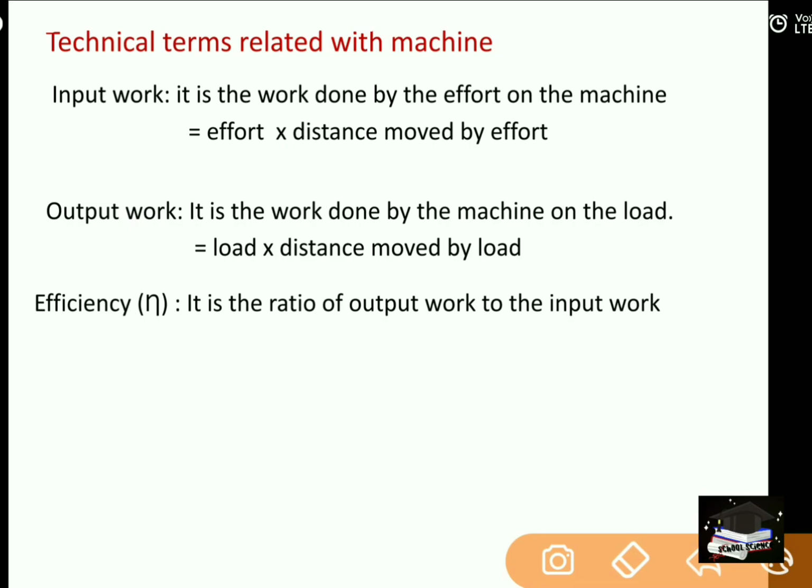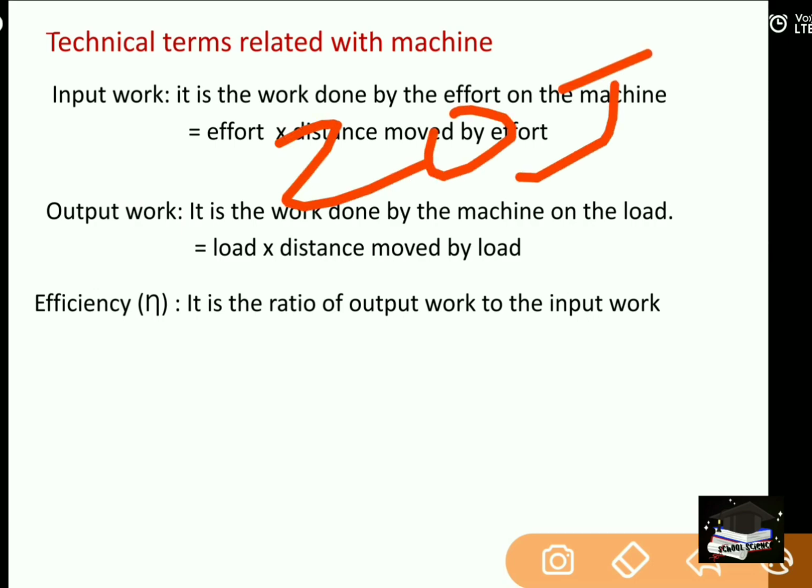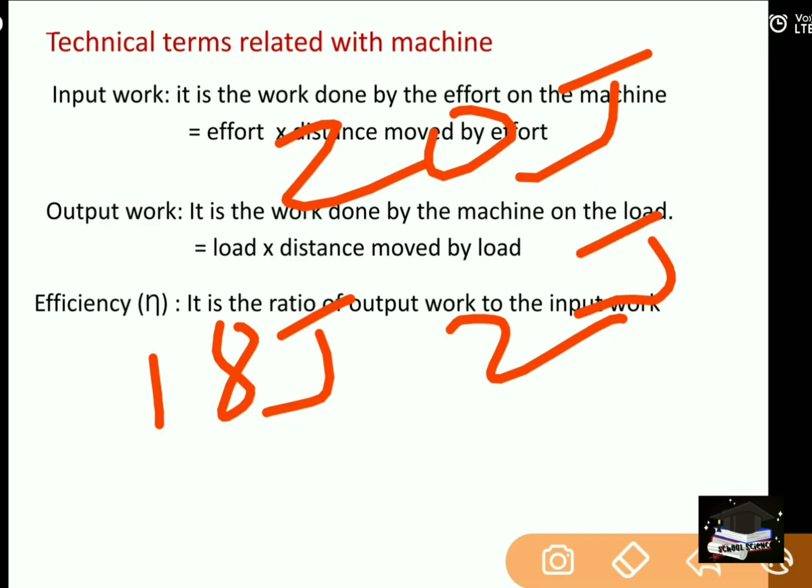To explain it in simple form, efficiency means how much input energy the machine can utilize to give the output energy. For example, I'm giving input work of 20 joule and the machine gives the output work of 18 joule. Now, is the machine 100% efficient? No, the machine is not 100% efficient because it is losing 2 joule of energy. So where does this 2 joule of energy go? This 2 joule of energy is lost in the form of heat because of friction in the machine and because of weight.